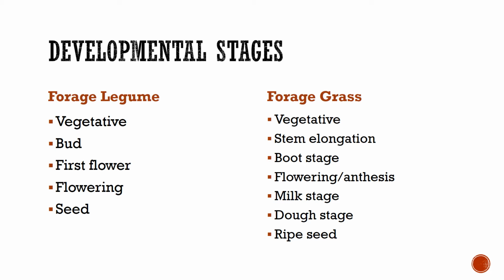So you can see a vegetative development stage to a seed for that forage legume, and then a forage grass, you'll see that vegetative stage again, but down at the bottom is a ripe stage, and there are a little bit more stages that happen with grasses than legumes. So we really have to know what type of grass is in our pastures and what type of grass or legume we're harvesting. And we'll talk more about that in class.